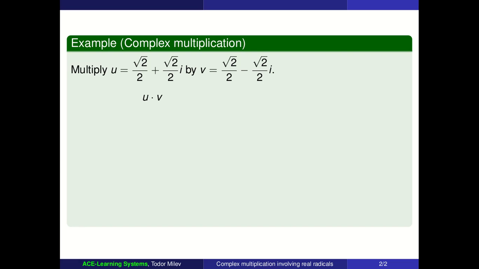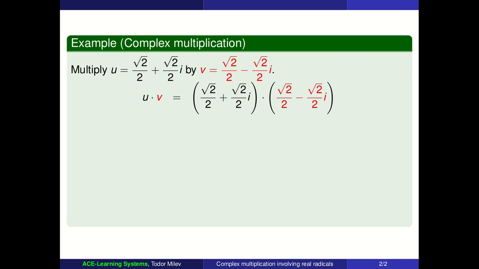Alright, so let us now multiply the number radical of 2 over 2 plus radical of 2 over 2 times I. Let us multiply that number by the number radical of 2 over 2 minus radical of 2 over 2 times I. First, the number u is equal to radical of 2 over 2 plus radical of 2 over 2 times I, and the number v is equal to radical of 2 over 2 minus radical of 2 over 2 I.